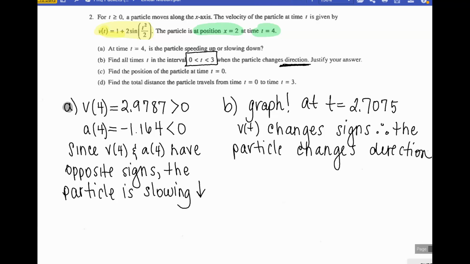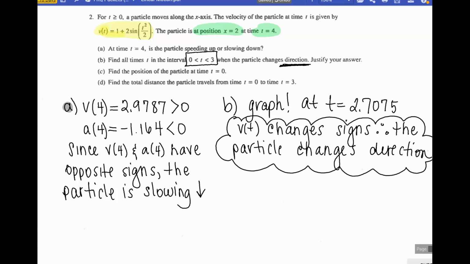All right, and you don't have to show the graph. You just need to discuss what exactly you looked for on the graph to answer that question. Okay, and again, it didn't say how many times. It says find all times t, so make sure you answer that question exactly the way they asked it.